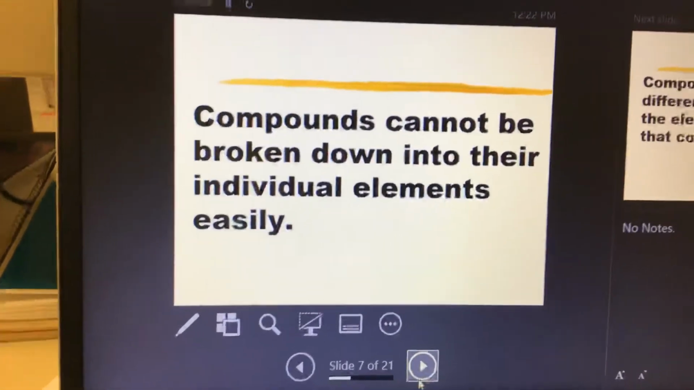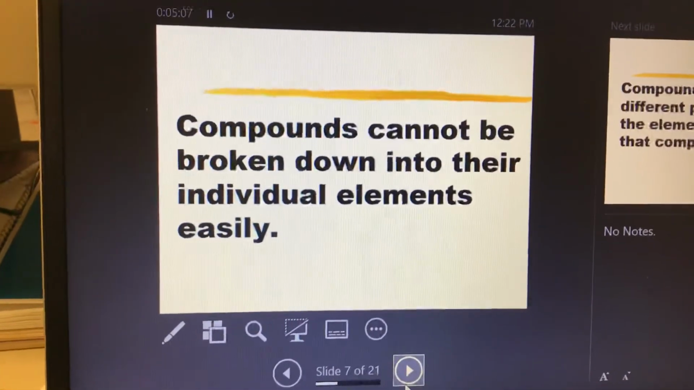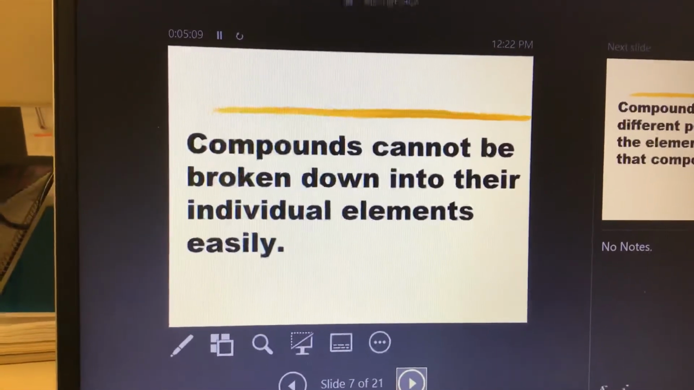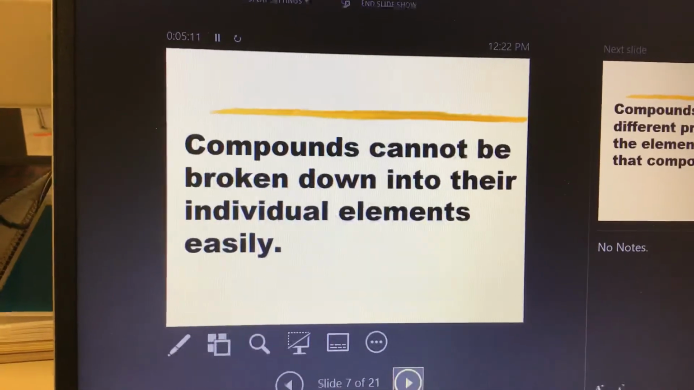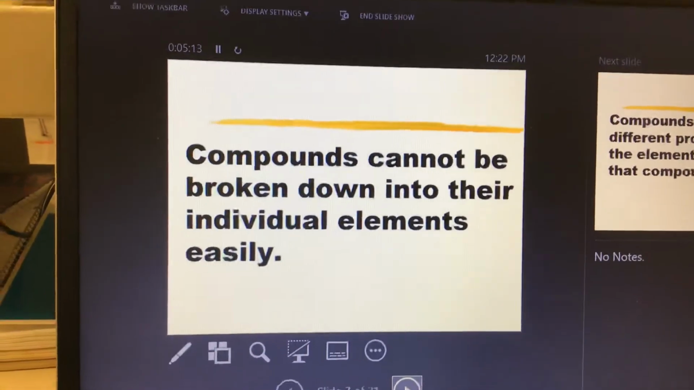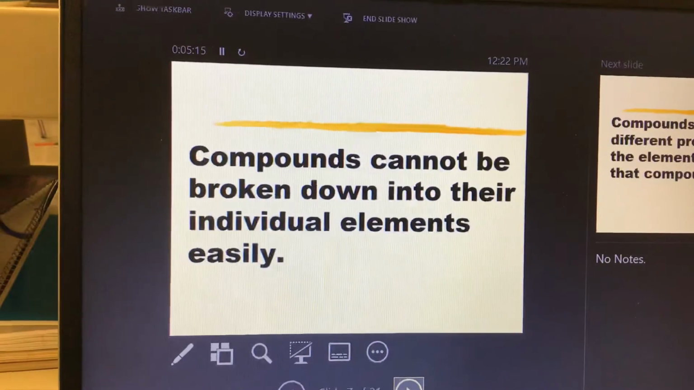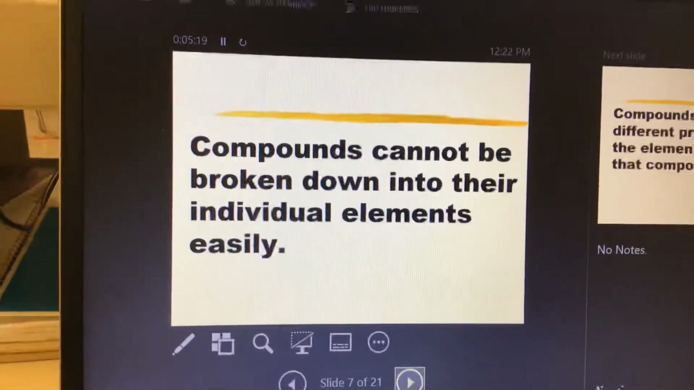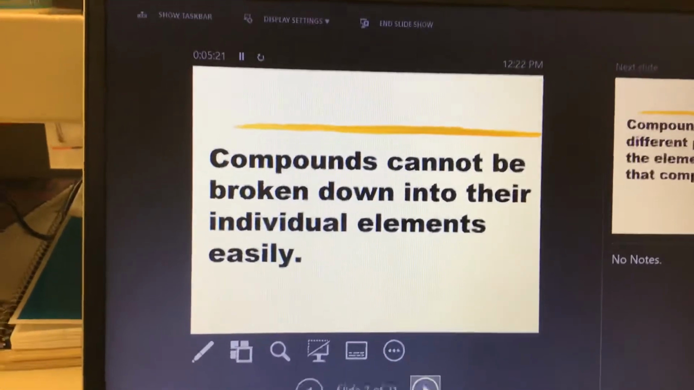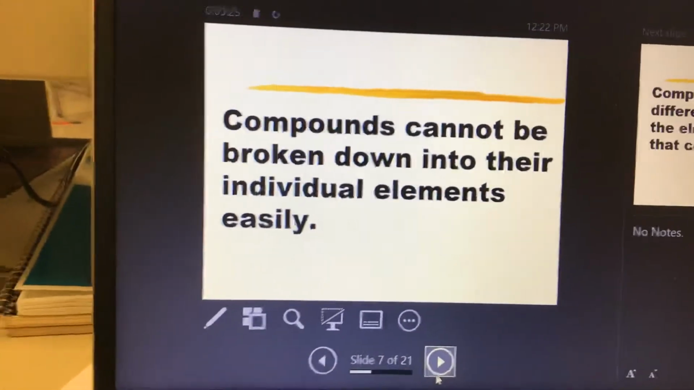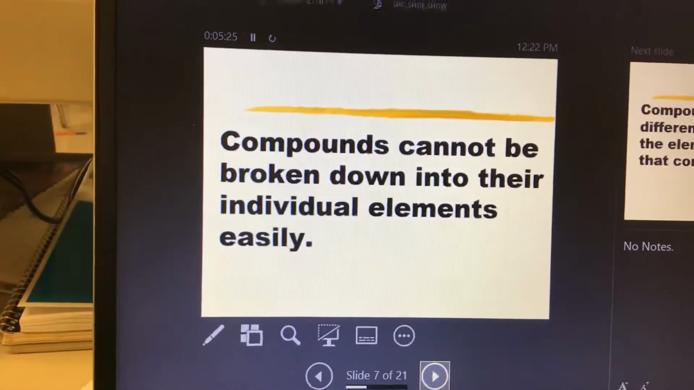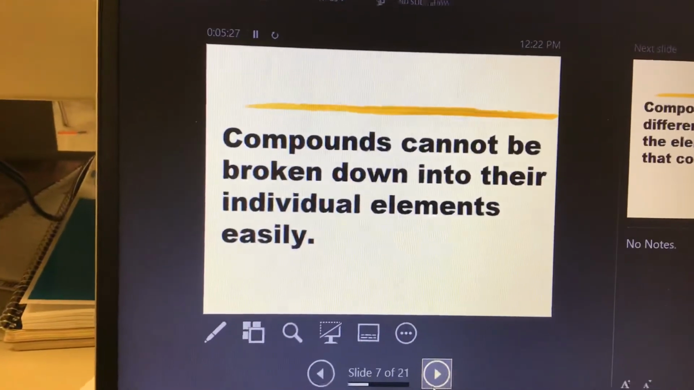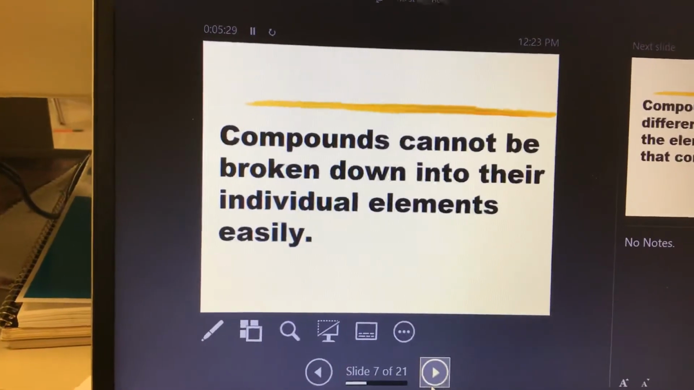If you think about, let's say you're in the water and you're drowning, okay? If we could break up H2O easily, then we breathe oxygen, so it would be, oh, we're in water, I'll just pop off the oxygen and oh, I'm good. It doesn't work that way because it needs a chemical reaction to come together or break apart. So I can't break apart compounds easily.